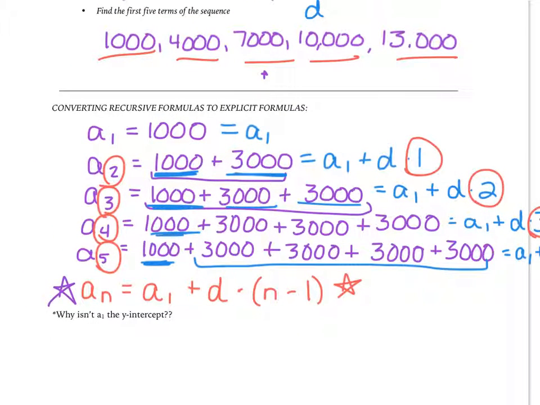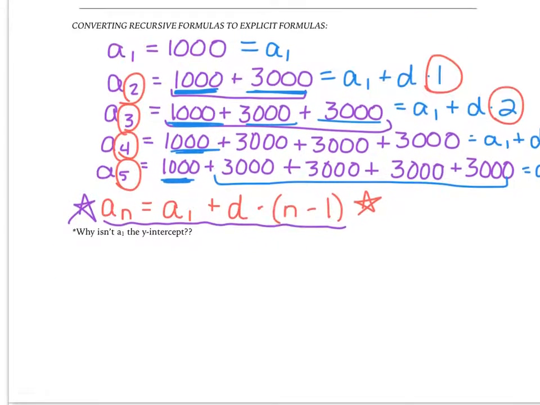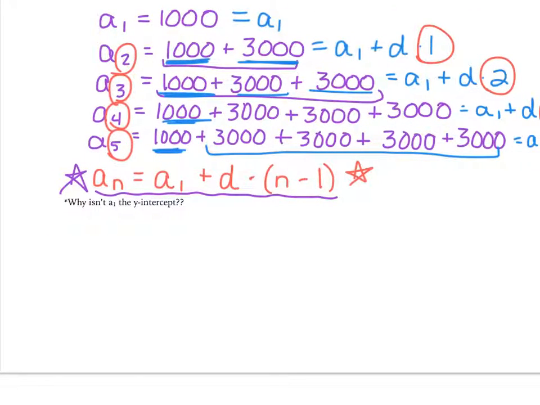Okay? And I think actually before I tackle this question, why isn't A1 the y-intercept? I think we need to do one of these examples so you can see where the y-intercept is coming from. Okay, because what you're going to be able to do is take this and simplify it, and it's going to turn out looking like a linear equation. But let's go down and do an example first, and then we'll talk about that y-intercept deal.